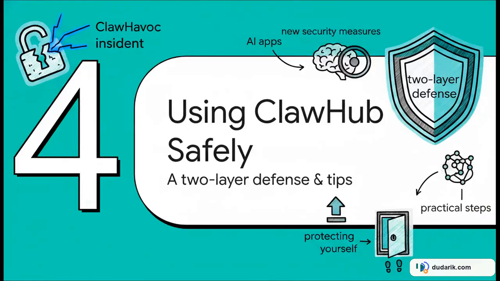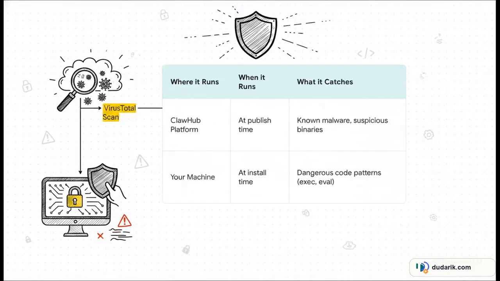So after all that, after the ClawHavoc incident, how in the world can you use this powerful tool safely? Well, the platform did introduce some new security measures, and more importantly, there are some very clear, practical things you can do to protect yourself. The platform now has what they call a two-layer defense. First, when someone publishes a new skill, it gets automatically scanned by VirusTotal, which checks it against like 70 antivirus engines for known malware. Second, when you go to install a skill, there's a local scanner on your computer that looks for obviously dangerous code patterns, things like commands that try to run shell scripts.